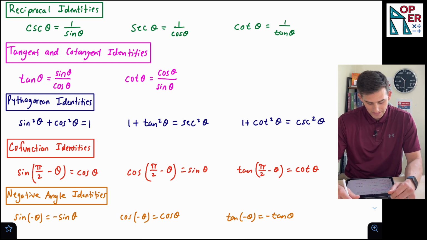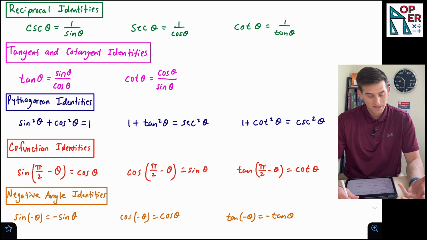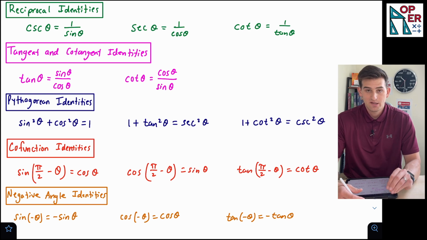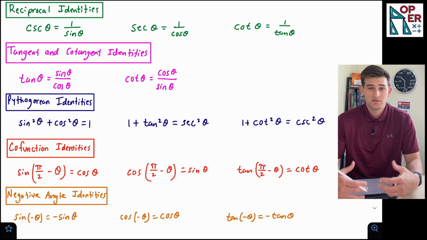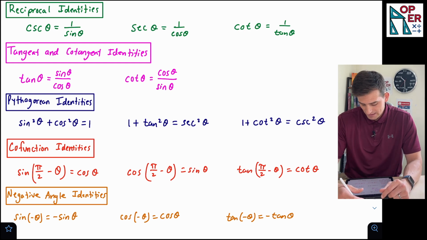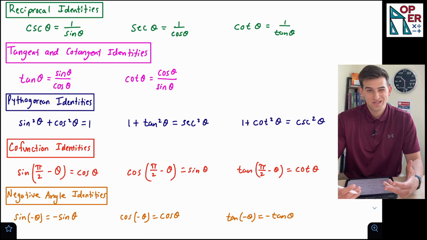Then we have cofunction identities. So sine of pi over 2 minus theta would be equal to cosine of theta. And vice versa, cosine of pi over 2 minus theta would be equal to sine theta. And tangent of pi over 2 minus theta would be equal to cotangent of theta. And lastly, we have some negative angle identities. So sine of negative theta would be the same as the opposite of sine of theta. Cosine of negative theta would be the same as just cosine theta. And tangent of negative theta would be the same as the opposite of tangent of theta.